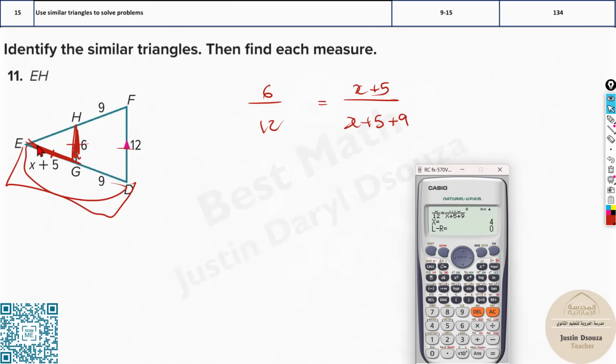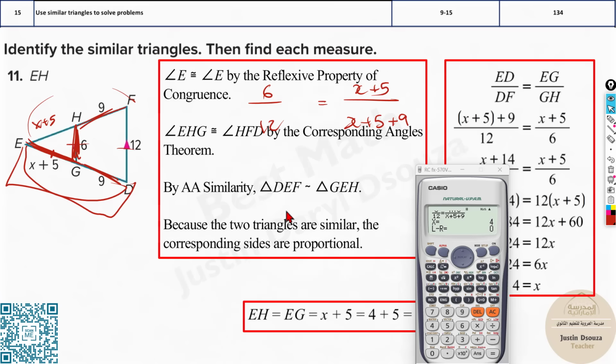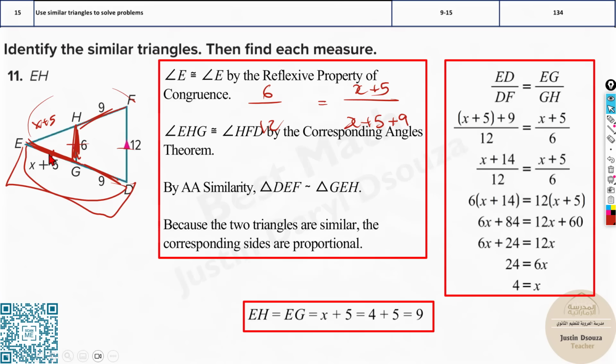But what do we need to find? We need to find EH. These two sides are same. Looking at this, you can tell if this is x plus 5, this is also x plus 5. Why? Because I have told this is 9, this is 9, right? So these two are same. The total length will be x plus 5 plus 9, right? So now we have to do 4 plus 5, that is 9. That will be the answer. You can see, because these are equal to each other, we can apply the x value to this x plus 5 and easily find the total.